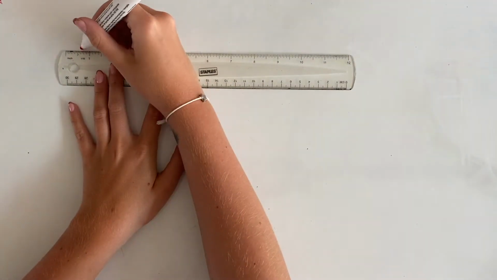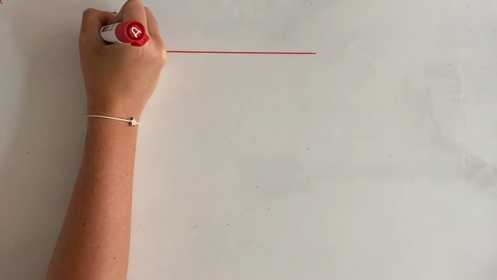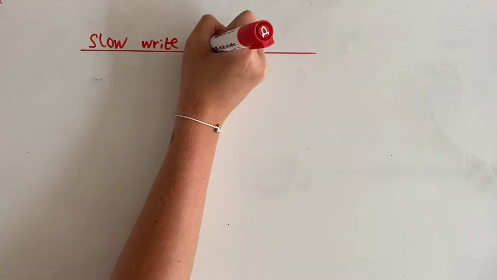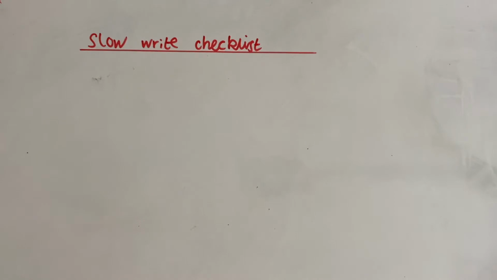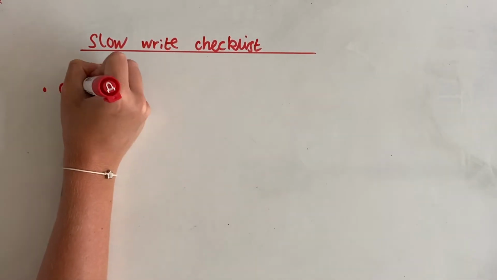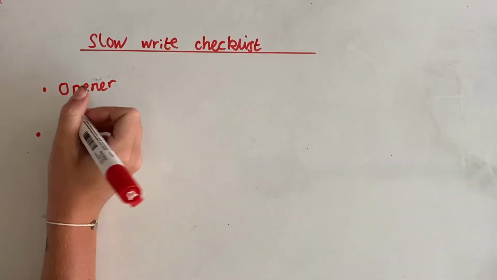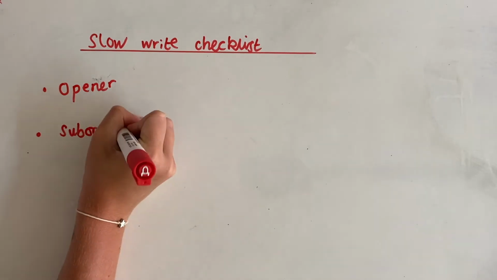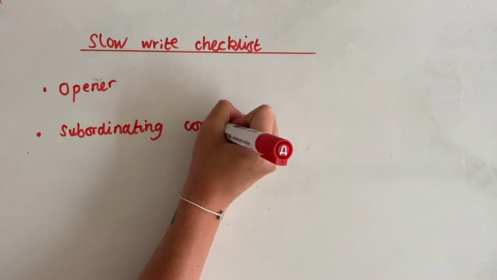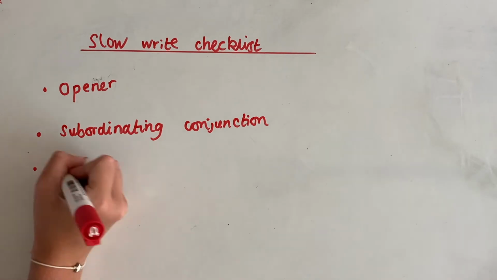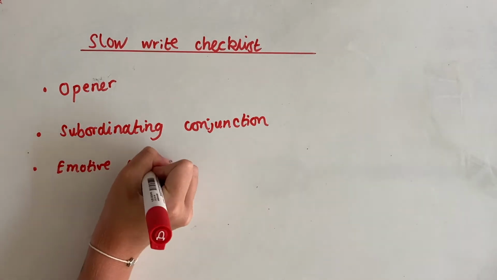The first thing I'm going to show you today is our slow write checklist. So these are all the features that we're going to try and include in our writing today. We're going to try and use an opener, a subordinating conjunction, emotive language, and a simile.